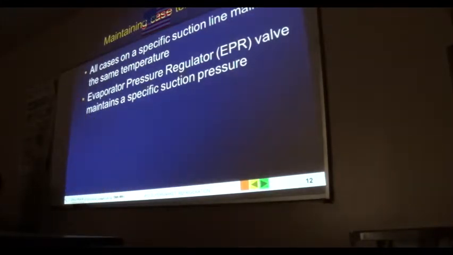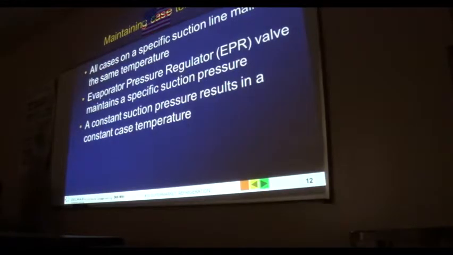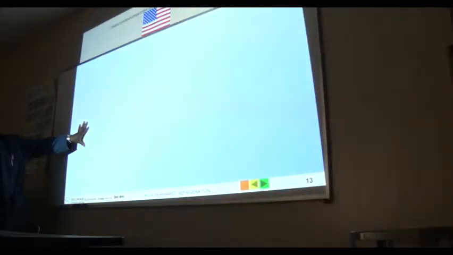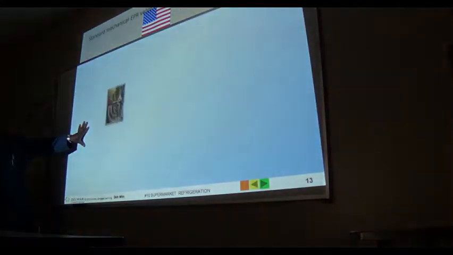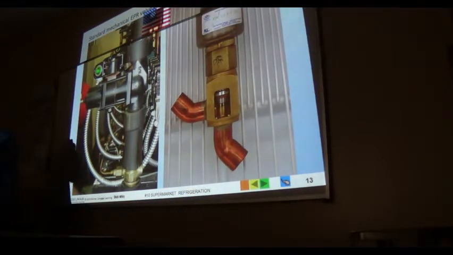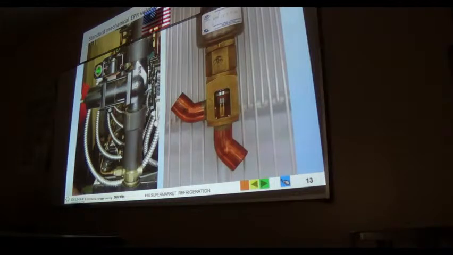Again, an EPR maintains a specific temperature by regulating suction. So constant temperature, constant pressure. You don't want it better than this. But you know what happened, guys? There is one little problem with an EPR when we put it in a system that has a TXV as a metering device.